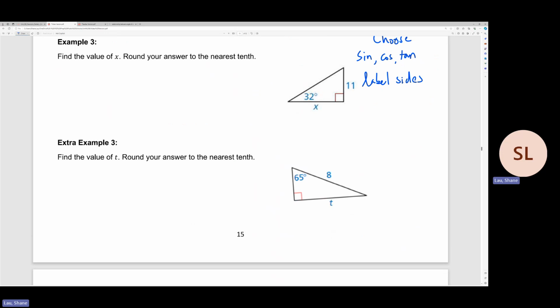We have example 3 here. And for example 3, we have to round to the nearest 10. You gotta be really careful here. First, what I recommend is labeling. Do the exact same thing that we've been doing before.